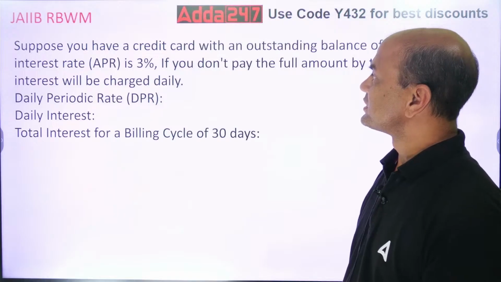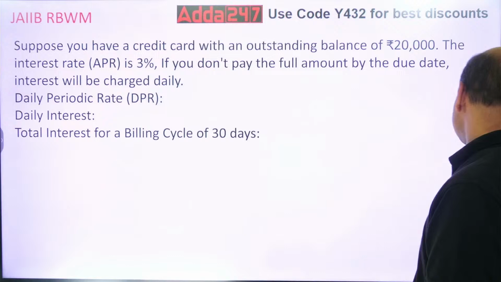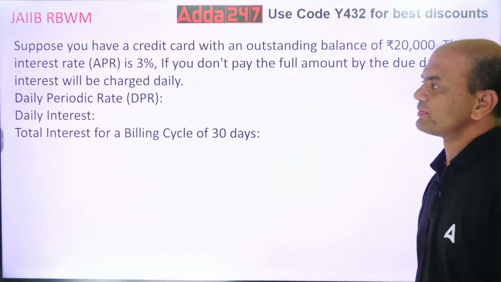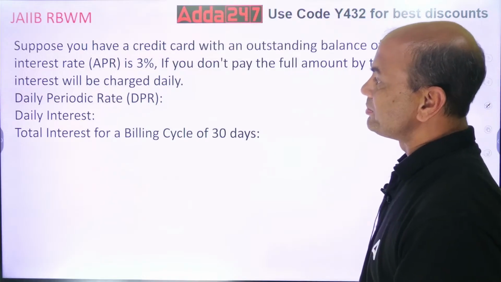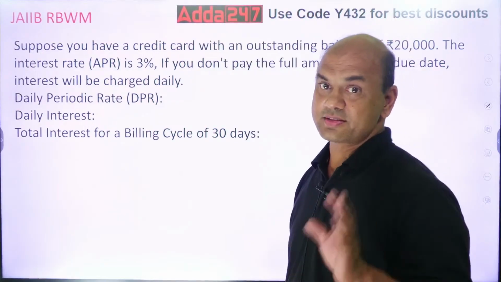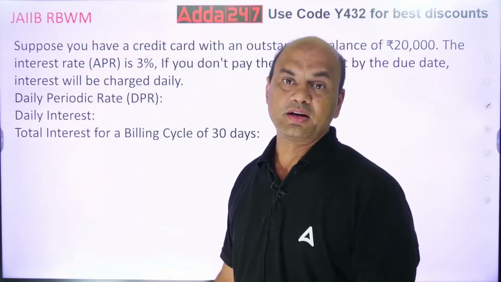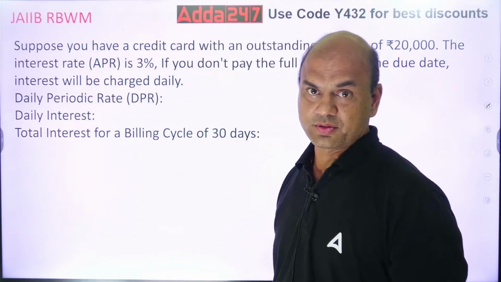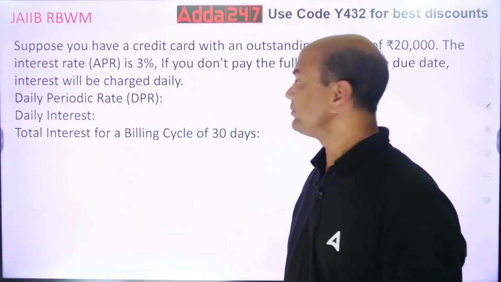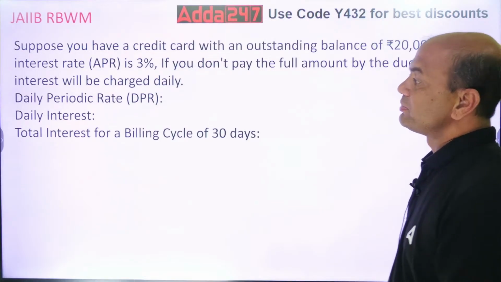Suppose you are having a credit card with an outstanding balance of rupees 20,000. The interest rate, that is the APR, is 3%. Remember, whenever they give you 3%, it is always per month. You have to multiply it with the number of months. If you don't pay the full amount by the due date, interest will be charged on a daily basis.